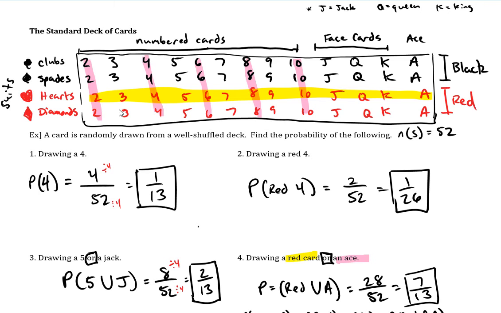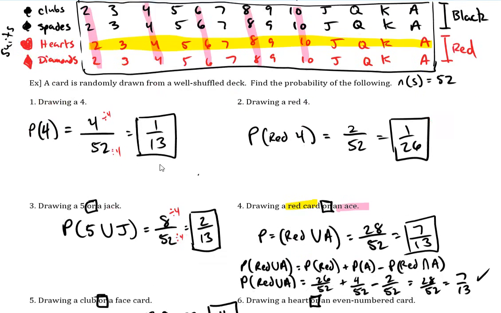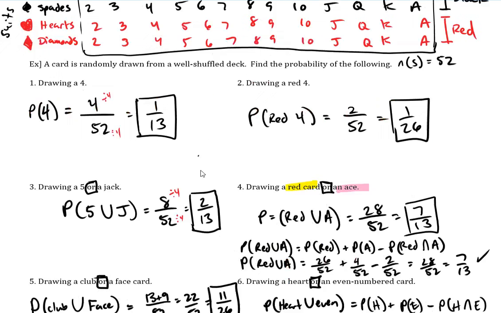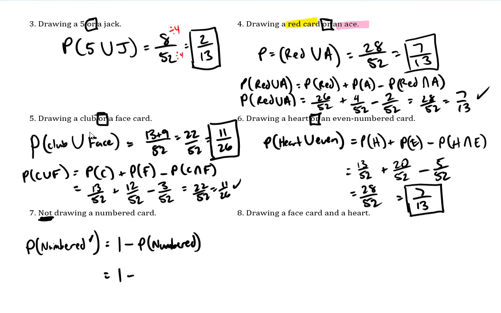Let me use my erasers so this is no longer in the way, if it will let me. There we go. Okay, so the numbered cards, I have 1, 2, 3, 4, 5, 6, 7, 8, 9 times 4. So I have 36 numbered cards out of 52.